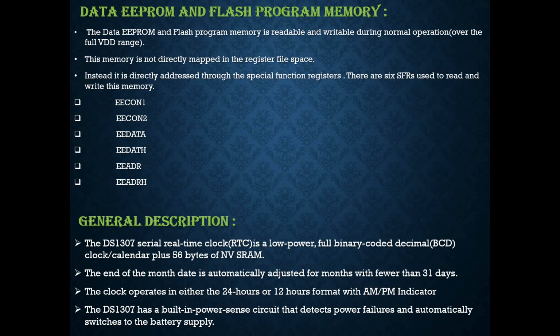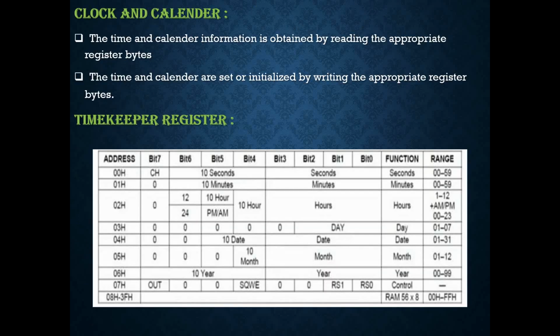The month date is automatically adjusted for months with fewer than 31 days. The clock operates in either 24 hour or 12 hour format with an AM/PM indicator. It has a separate battery power supply. Clock and calendar: the time and the calendar information is updated by reading the appropriate register bytes.